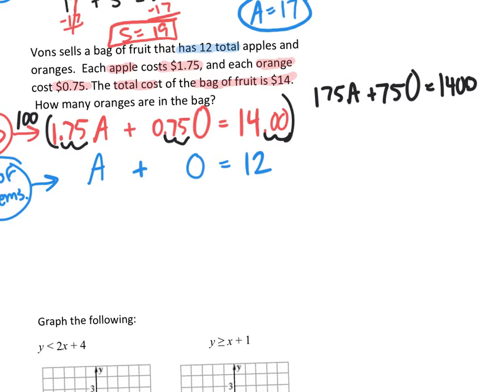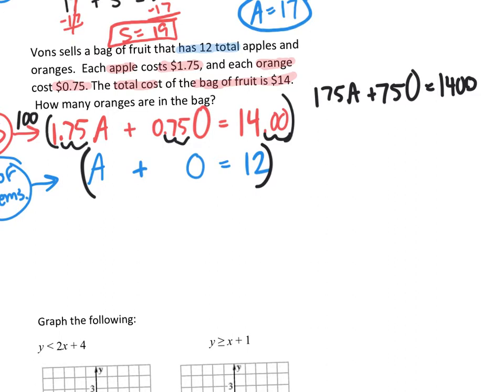Now the bottom equation, obviously I'm going to have to multiply that bottom equation by something to get either the A's to cancel or the oranges to cancel. So what do you think would be easier to cancel? The A's by multiplying the whole bottom equation by negative 175, or cancel out the oranges by multiplying the whole bottom equation by negative 75? If you want to cancel out the A's, you're going to have to multiply everything by negative 175. If you want to cancel out the O's, all you got to do is multiply by negative 75. So which is it going to be?